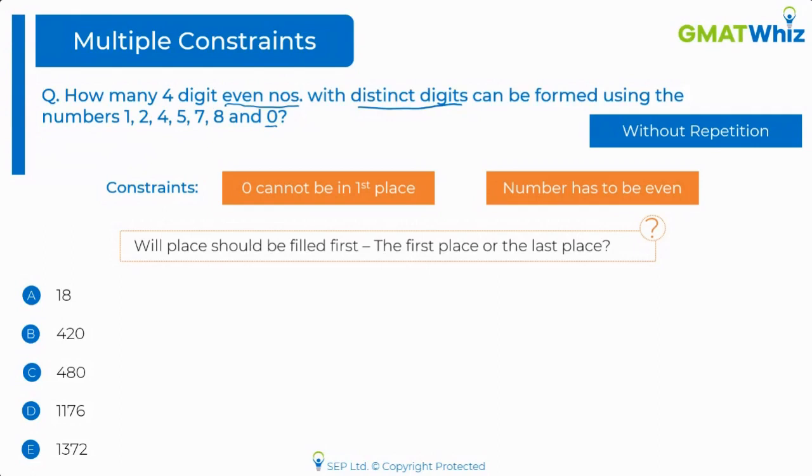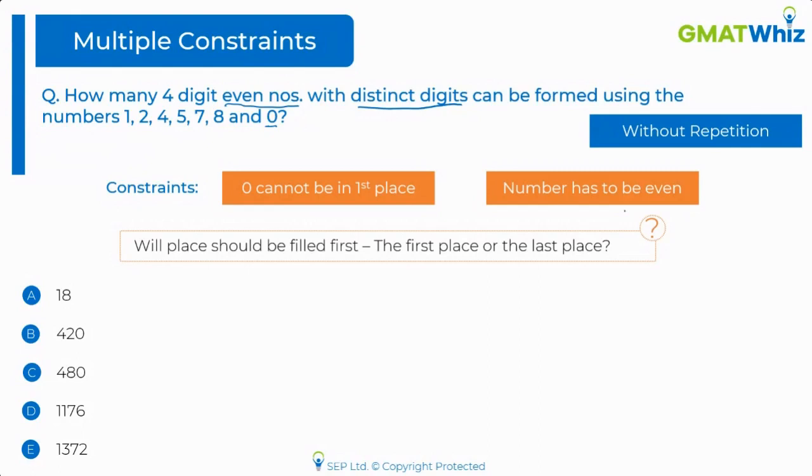Should we start with the first place? Should we start with the last place? What do I do in case there are two constraints? Honestly speaking, you can do either of them. Just be careful. Whenever you are taking one of the two approaches, you are careful about the other place also. So you have to keep both the constraints in mind.